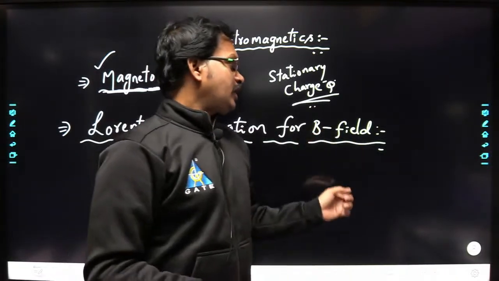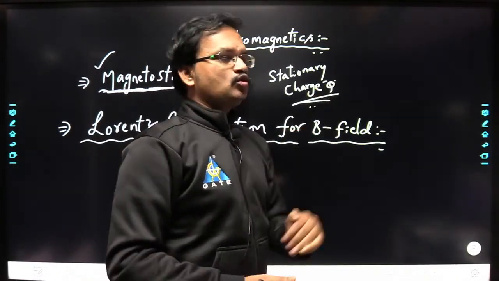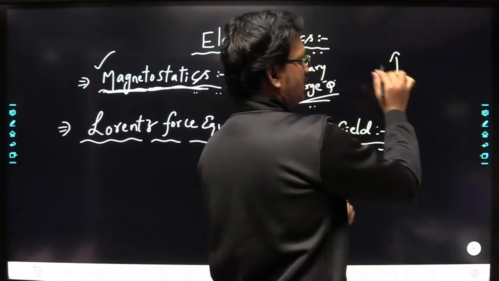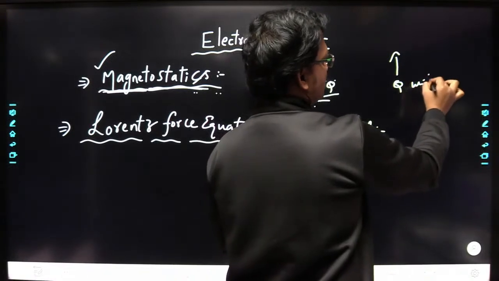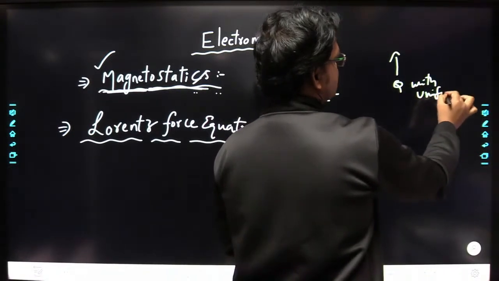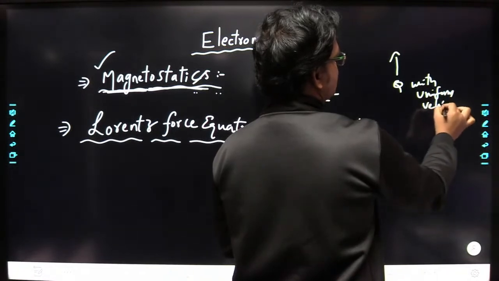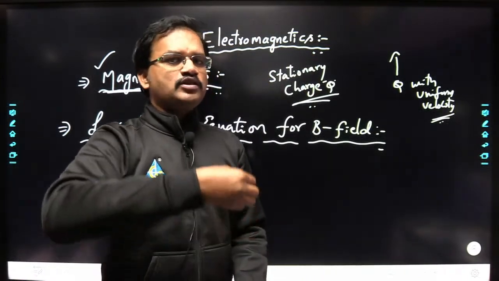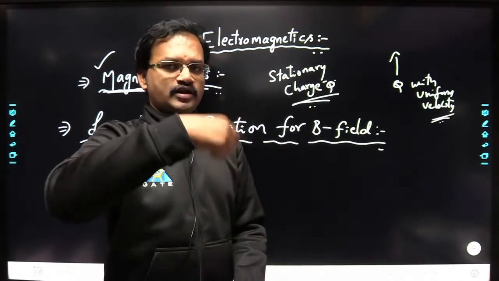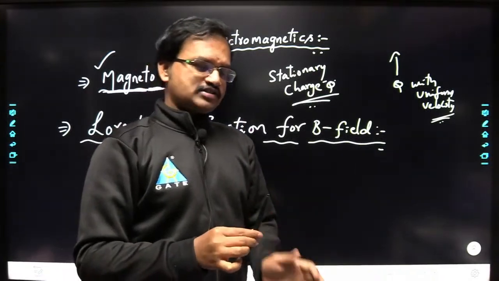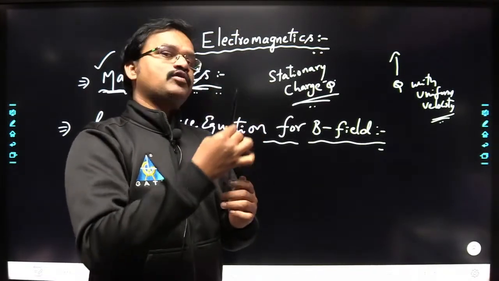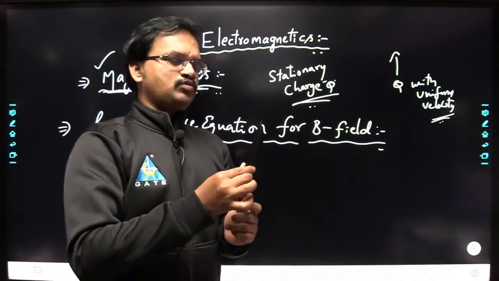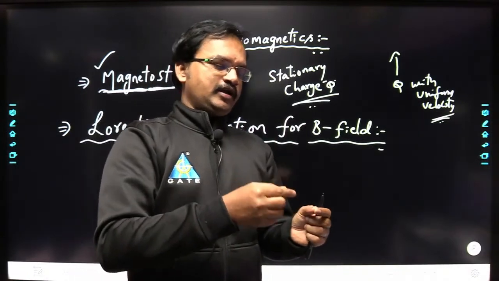Now if you consider the charge is moving with uniform velocity, what happens here? Whenever the charge is moving with uniform velocity, it is going to produce current. Yes or no? Whenever charge is moving with uniform velocity, we call it current, right?